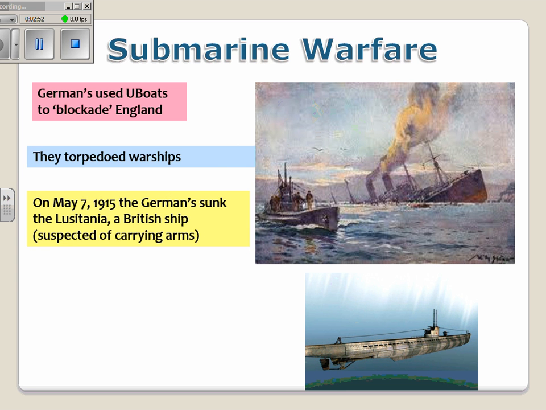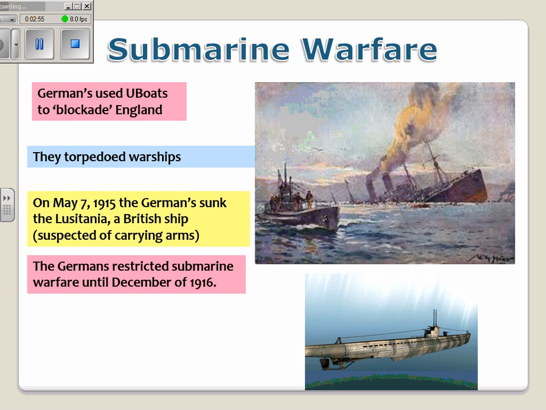One of those civilian ships happens to be the Lusitania. And on May 7th, 1915, the Germans sunk the Lusitania. Now, rightly so, they suspected that the Lusitania was carrying arms and munitions to Great Britain. And in fact, it turns out that the Lusitania was carrying arms and munitions. They were disguising this in a civilian ship, so it was kind of a clever ploy by the British.